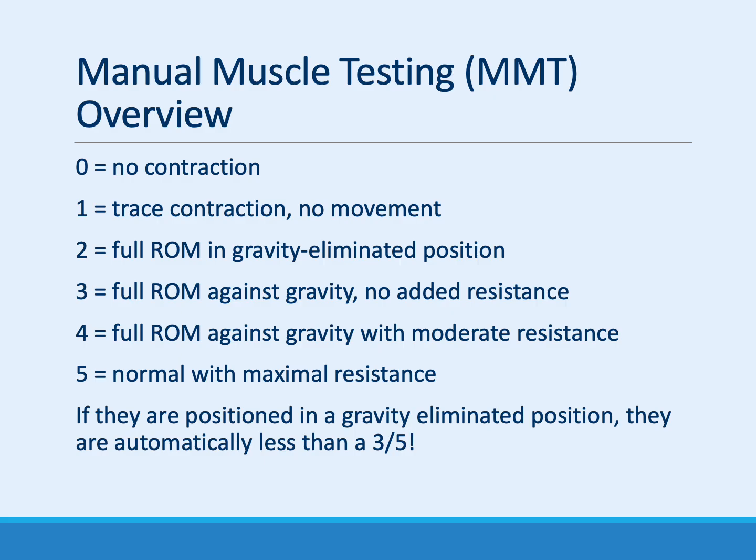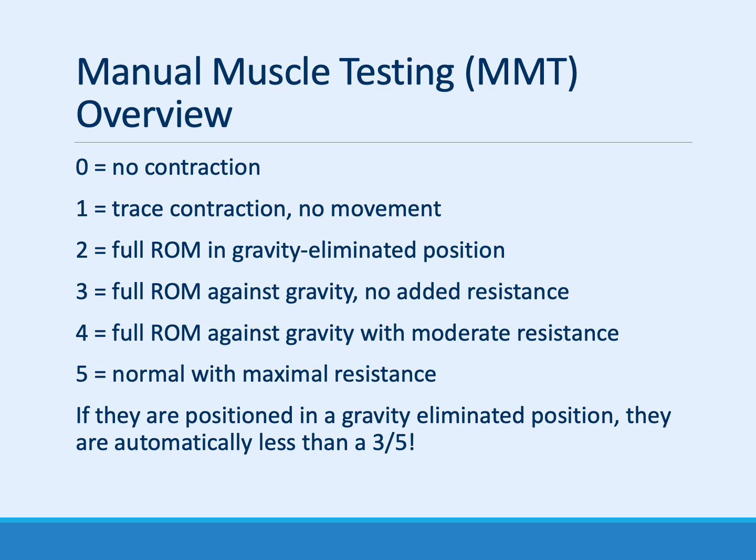If they're positioned in a gravity eliminated position, they are automatically less than a 3 out of 5. And so if it is a picture question and you see that the test is being performed entirely in a gravity eliminated position, they have to be less than a 3 out of 5. And so then we look, did they have movement? If they did, we're probably going to give them a 2. If they didn't have movement, but there's a palpable or visible contraction, we'll give them a 1. If they didn't have movement and we didn't see anything contract, it'll be a 0. You should not have to worry about pluses and minuses for the NPTE.